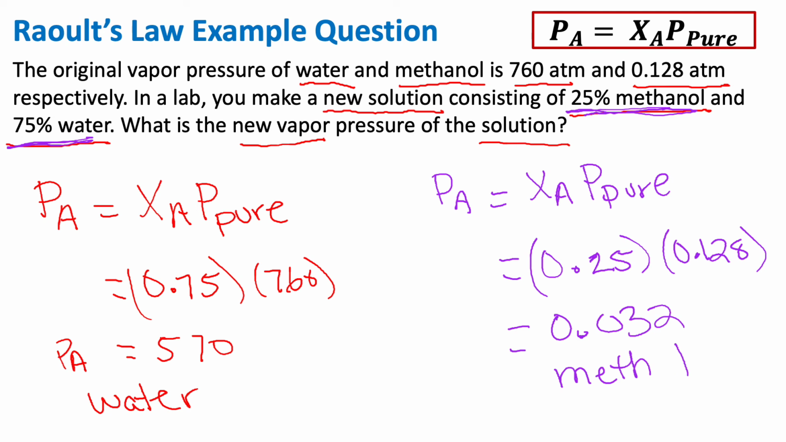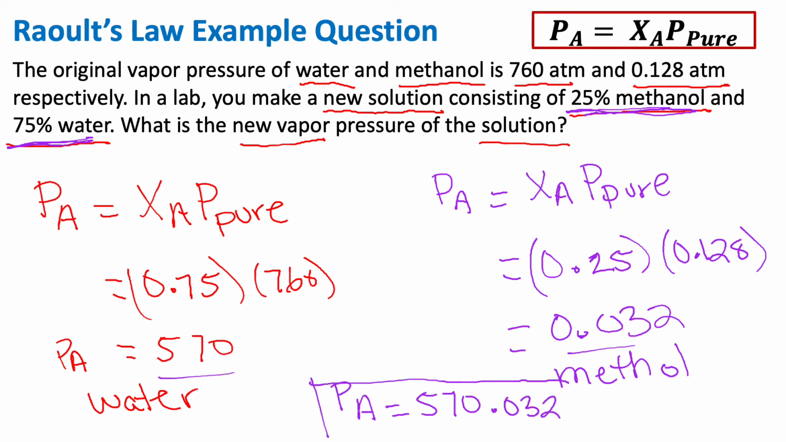Now we have these two values, one for methanol and one for water. Now to find the total vapor pressure of the solution, we simply say PA is going to be equal to 570 plus the 0.032. So we get 570.032. And that is our final answer. So essentially we find the individual vapor pressures and then we sum them up.